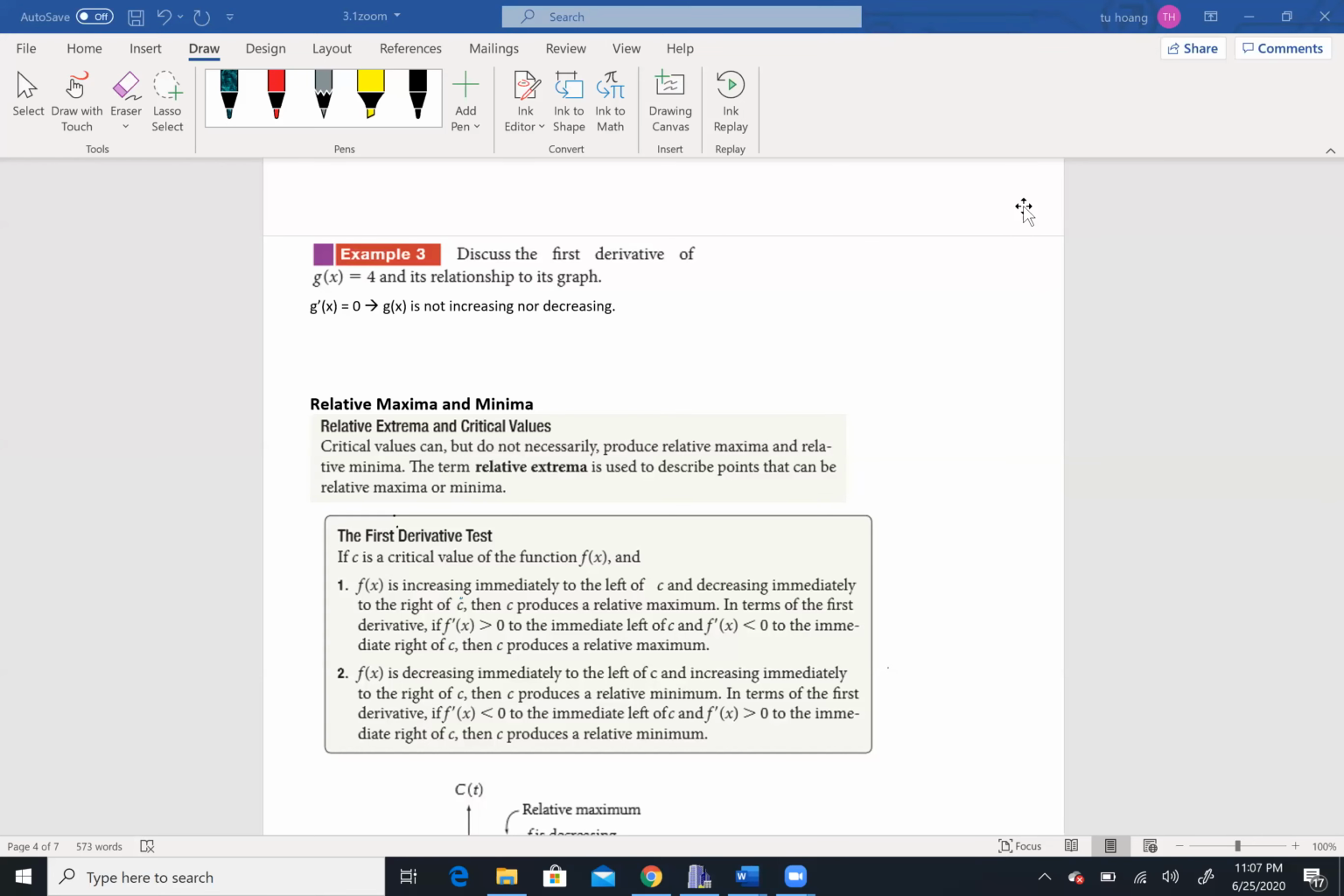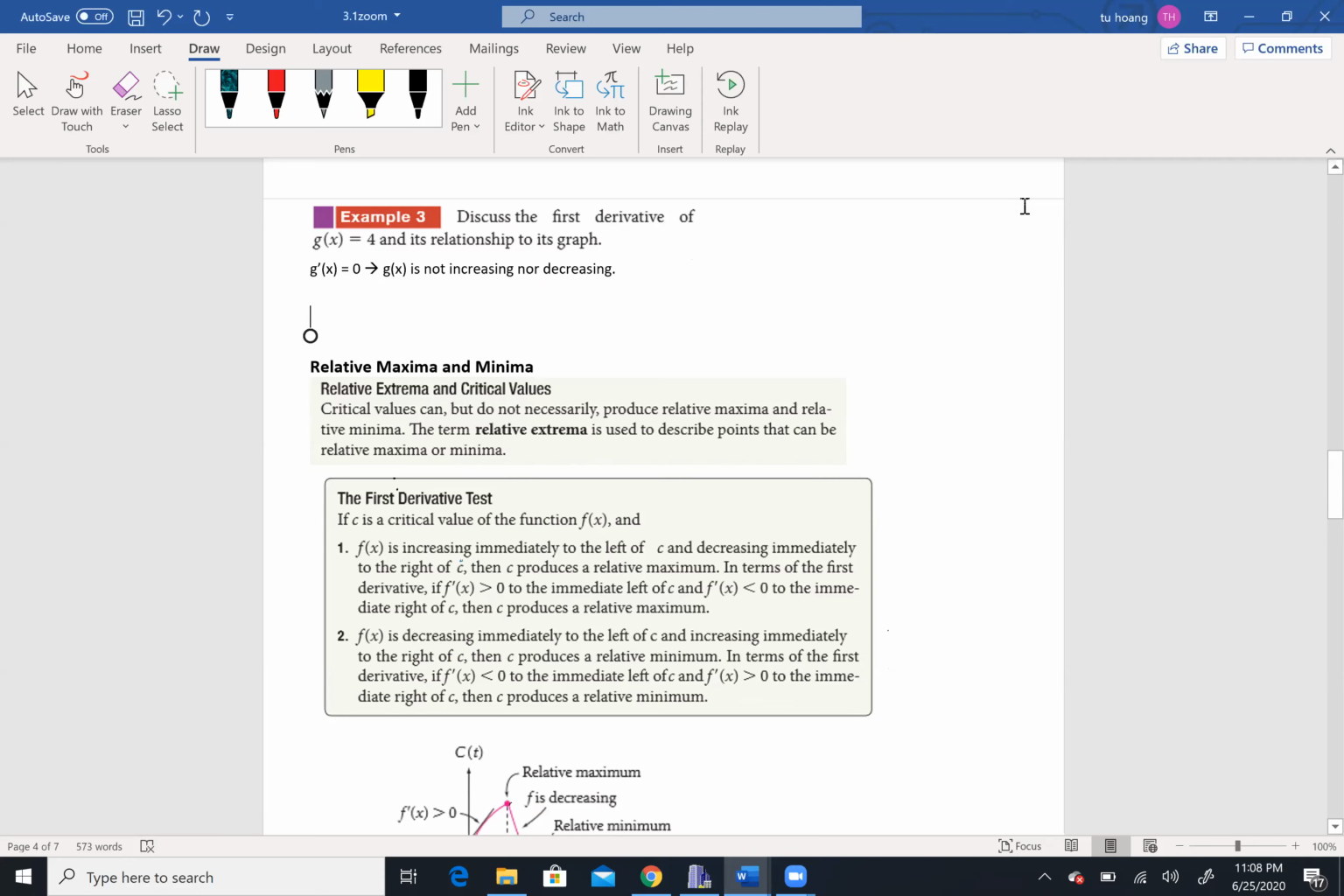Okay, so happy everyone. Last time I finished part of session 3.1 in Math 180 basic calculus. So today I'm going to continue to finish this section 3.1.